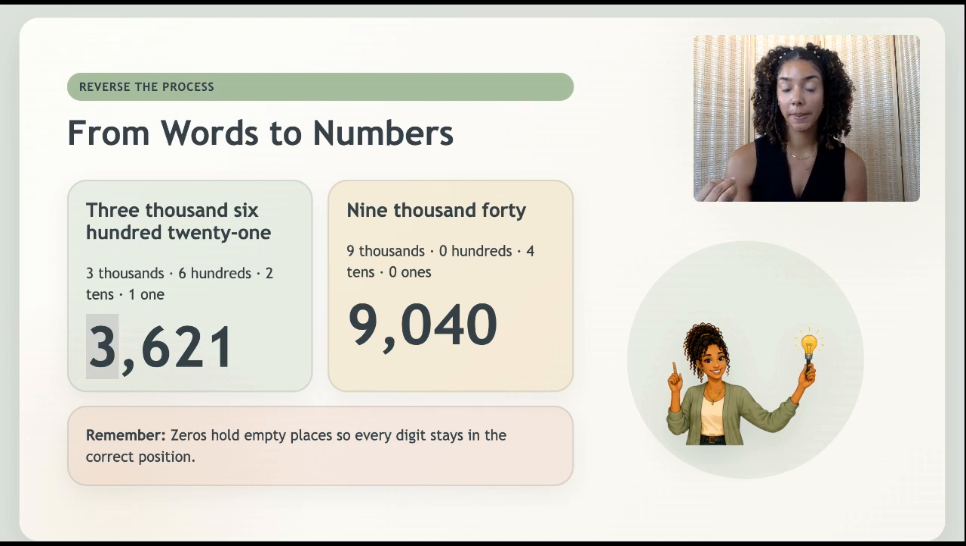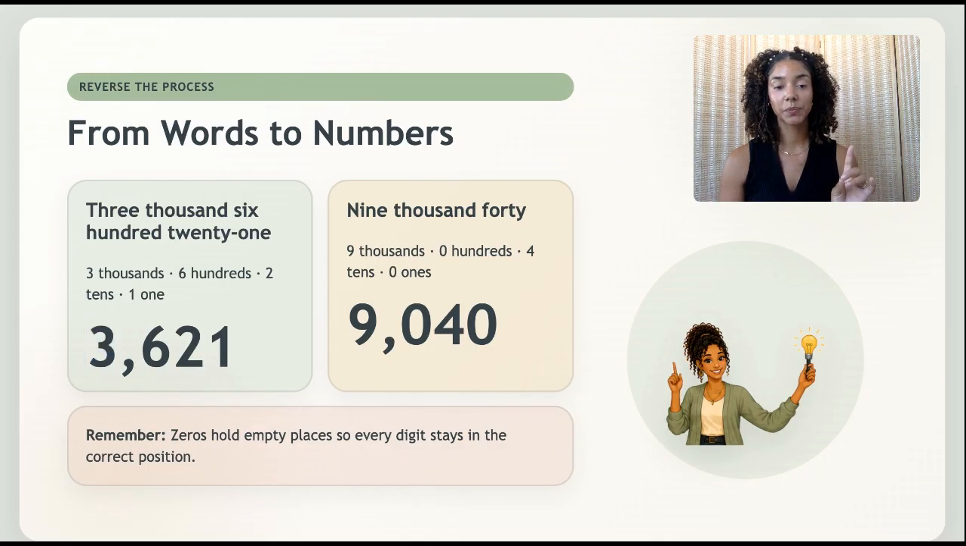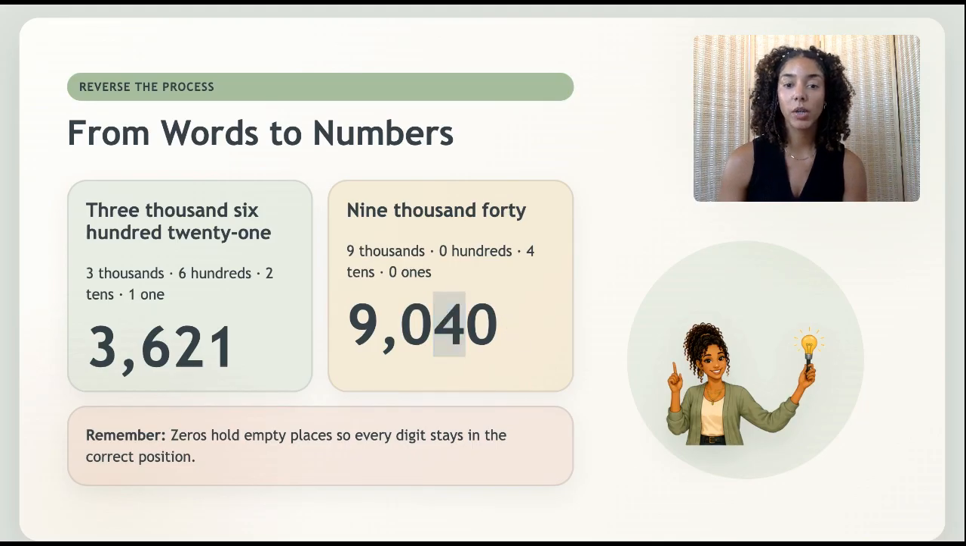Now listen carefully. 9,040. I hear 9 thousands. I don't hear any hundreds. So since I don't hear any hundreds, I'm going to put a 0 in the hundreds place. 40, I'm going to write 4 tens, and then I don't have any ones. The zeros are really important here because they hold the empty spaces. Zeros hold the empty spaces, so each digit stays in the correct position.